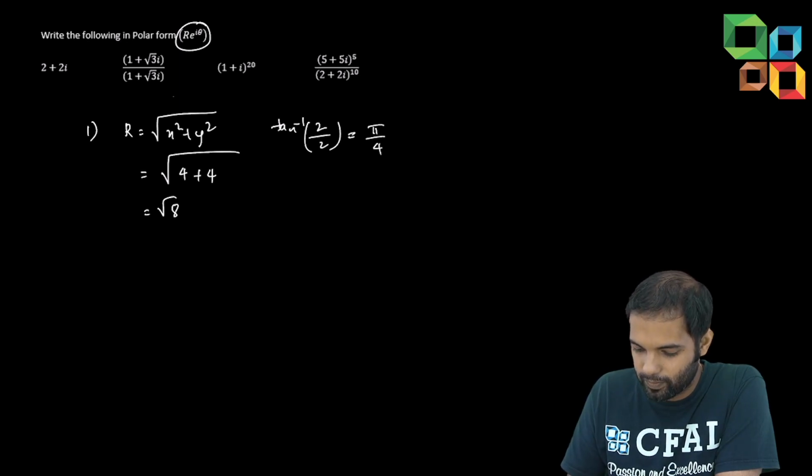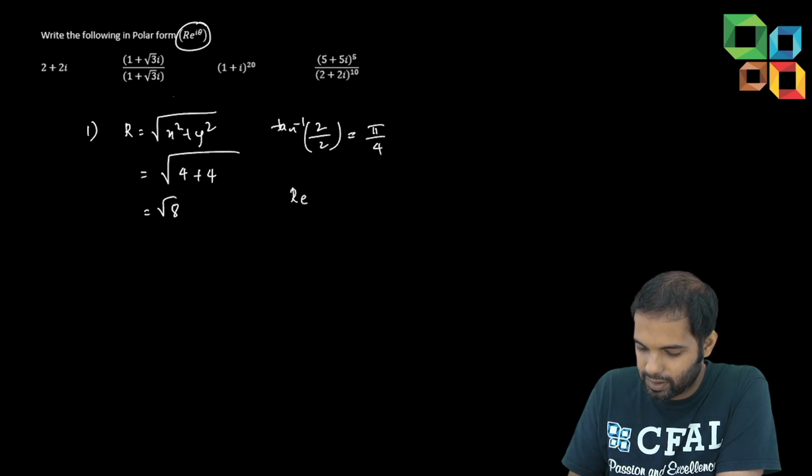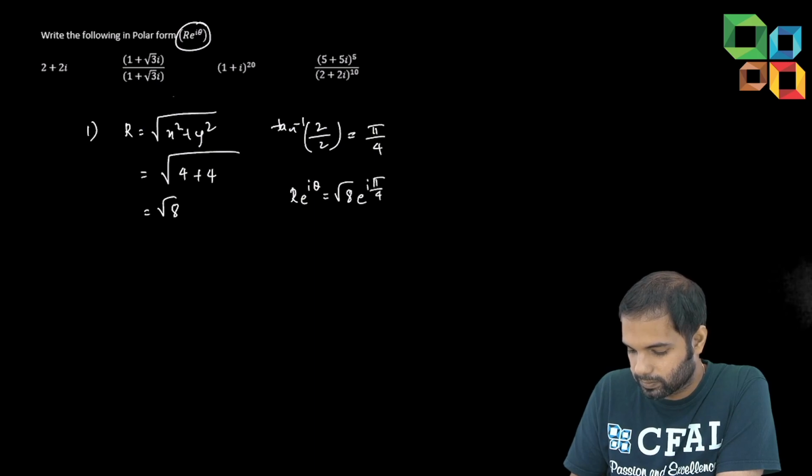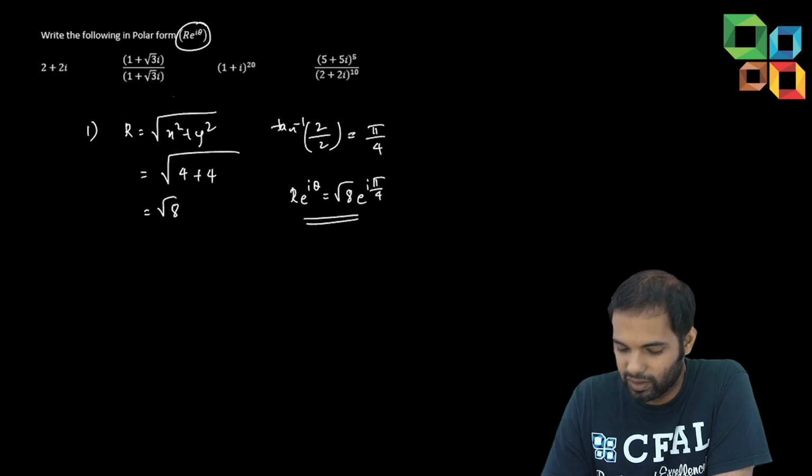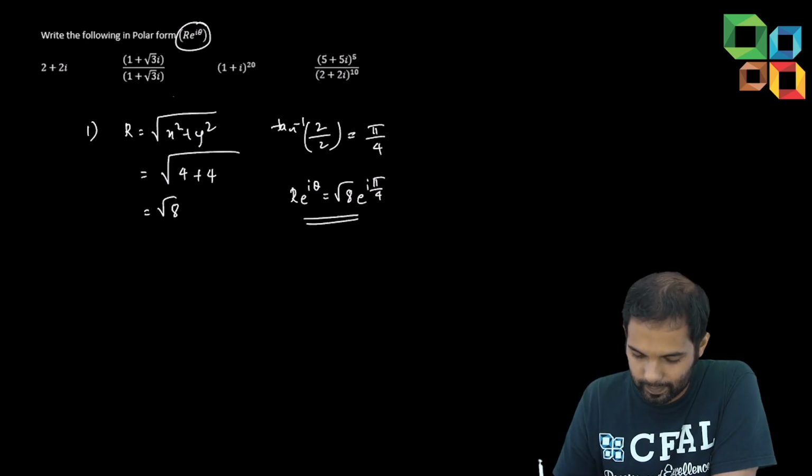So what is our form? It is r times e power i theta, or root 8 times e power i pi by 4. You can simplify root 8 and write it as 2 root 2 if you like. So that would be your final answer.